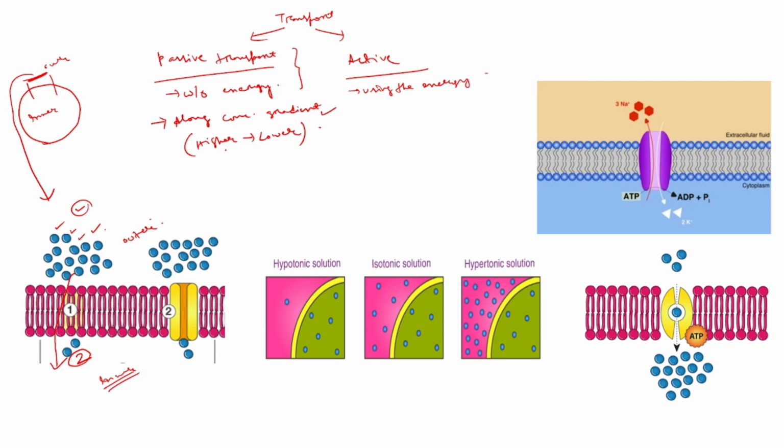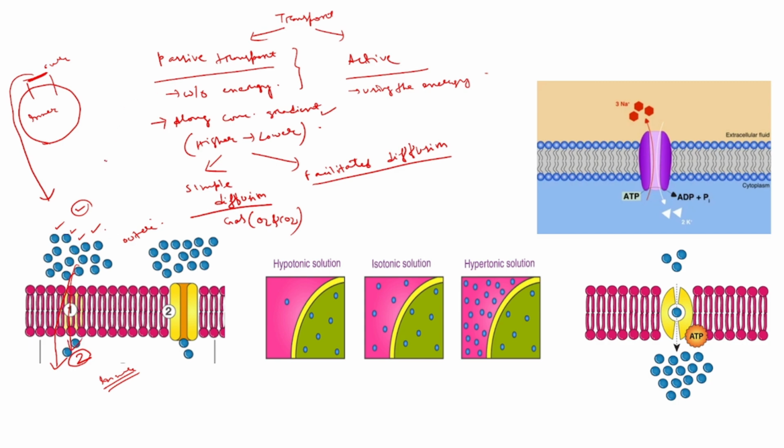Okay. So there are two types of passive transport. One is called simple diffusion. Another is facilitated diffusion. What is simple diffusion? Simple diffusion means gases, for example oxygen and carbon dioxide, can pass easily through the plasma membrane along the concentration gradient.